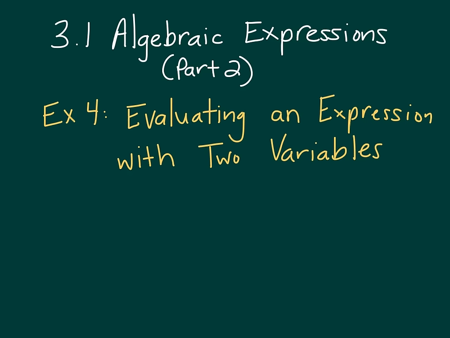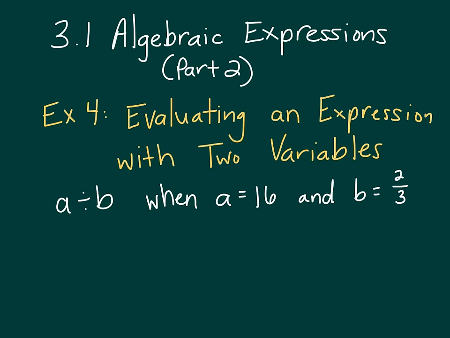3.1 Algebraic Expressions. This is part 2. We're going to start with example 4, and we're going to be talking about evaluating an expression that has two variables. Remember, variables are going to be letters that represent an unknown number. And the first one we're going to take a look at is a divided by b.